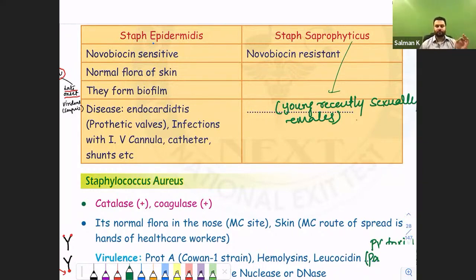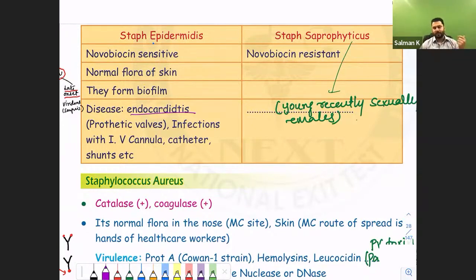Next, staph epidermidis. This is the next one. Please remember, staph epidermidis causes endocarditis. It is the infection of the valves. It causes what? Endocarditis. If you understood this, that it is causing endocarditis, please just remember one thing.